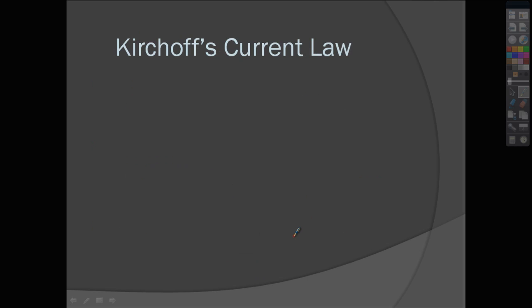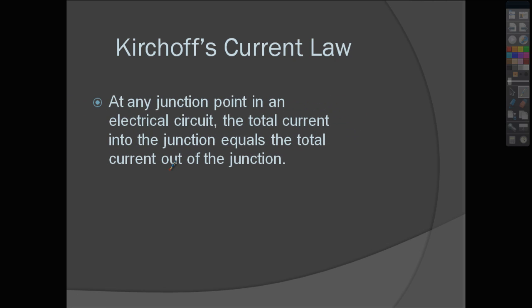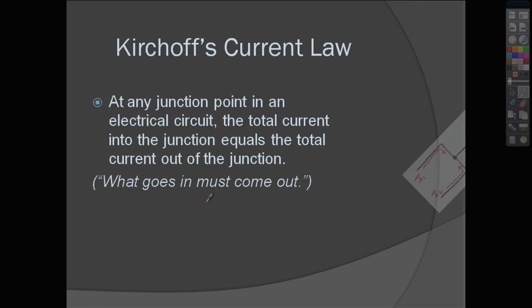Then along comes this guy named Kirchhoff, and he started making some laws, and here's his current law. His current law says that at any junction point in an electrical circuit, the total current into the junction equals the total current out of the junction. Basically, what goes in must come out.